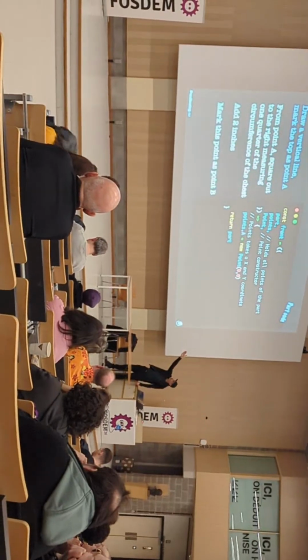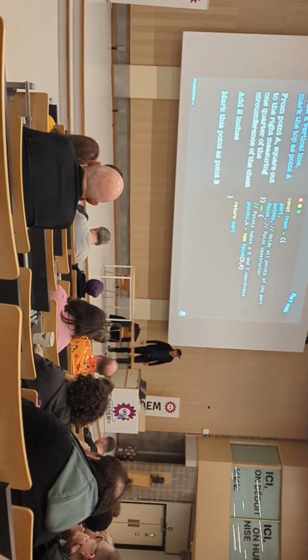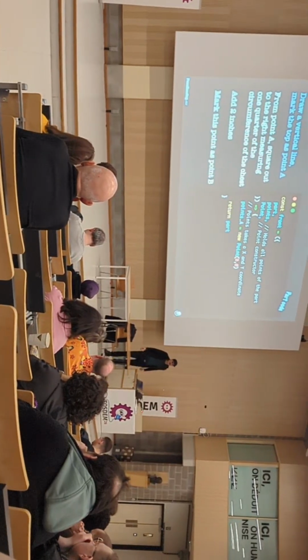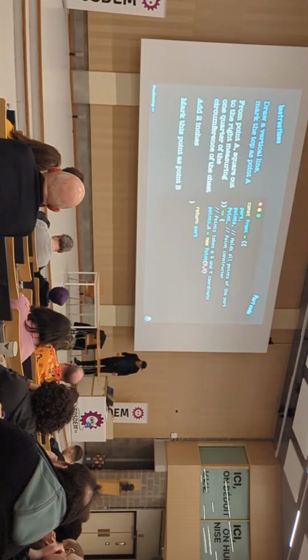A is new point 0, 0. Because the point takes the x and the y coordinate, because we're just mapping a point to the plane. This is not rocket science, right? It's kind of straightforward.